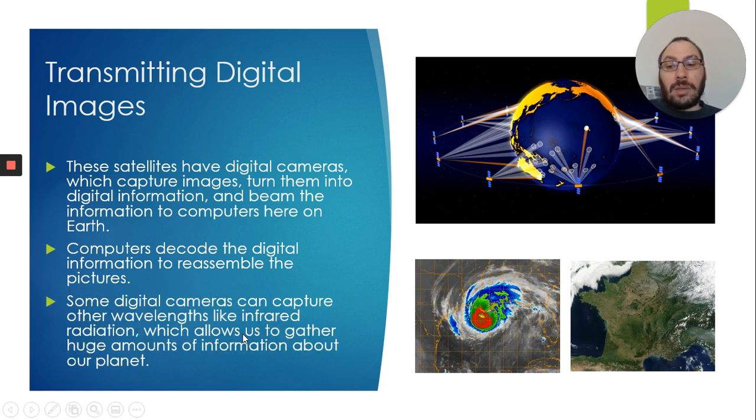Some digital images can capture other wavelengths. You might have seen infrared scanners or infrared radiation, which is used to gather large amounts of heat. It detects heat versus cool areas, and that really helps us determine things on a planet. You can see down here, the red typically refers to heat.